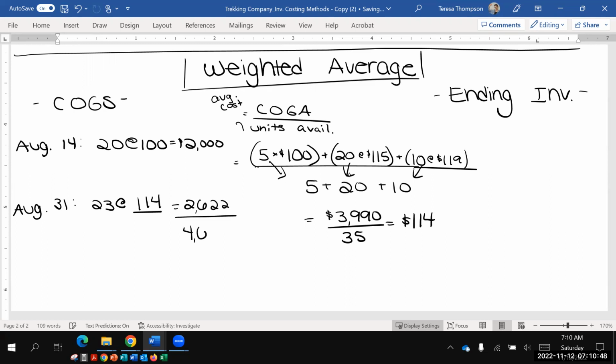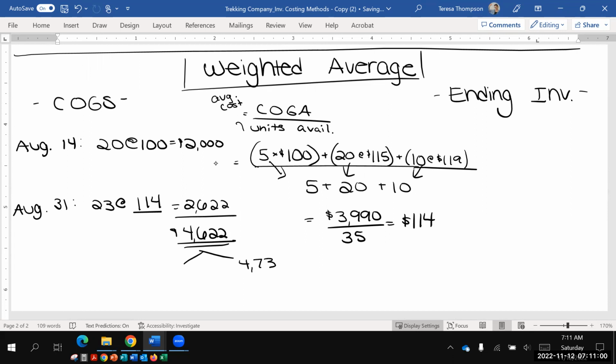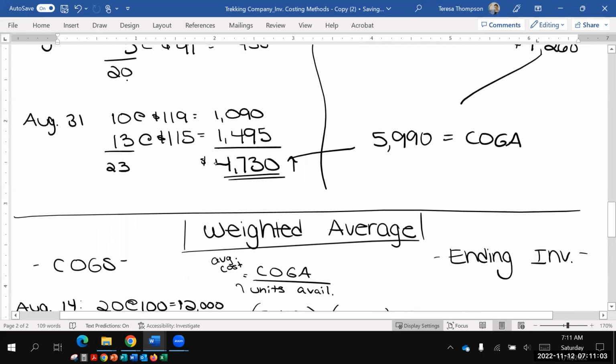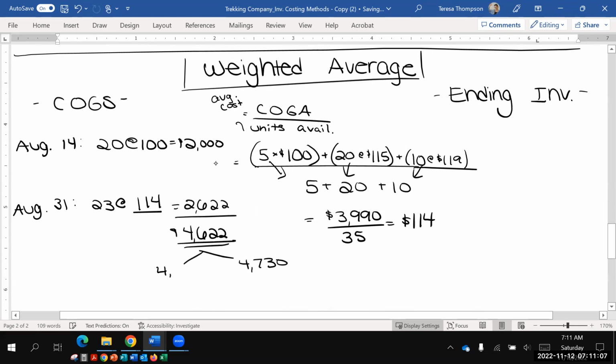Add it up to find your total cost of goods sold for the month. I would probably just go back and make sure it falls between our FIFO and LIFO number. I think our LIFO number was like 4730, right? Scroll back up, you can see it, 4730. And your FIFO number was 4570. Okay, so average cost should be somewhere in the middle, just checking.